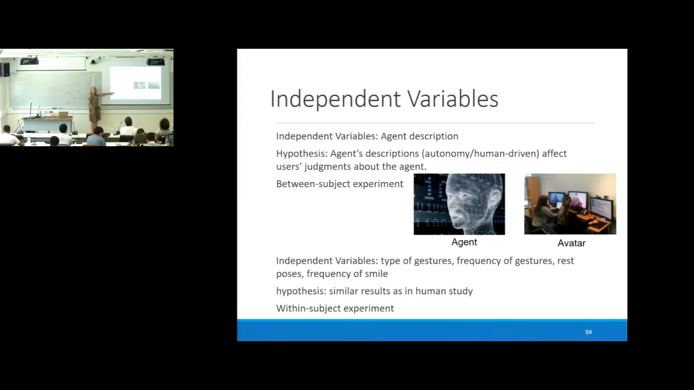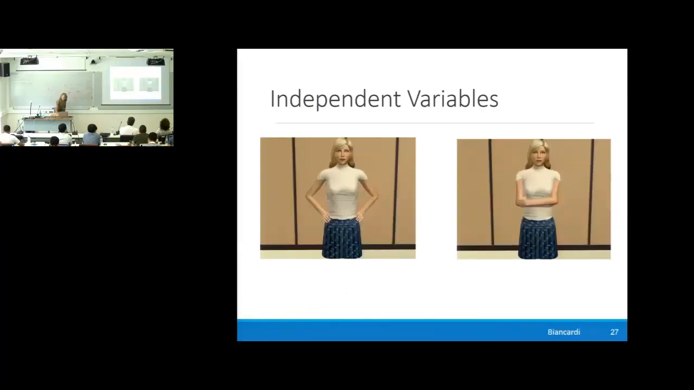We had also other independent variables. That was the type of gestures, so beat or adhesion gestures, the frequency of gestures, the type of response, and the frequency of smiles. And the hypothesis is that we hope to have similar results as we had in the human study. And for that, we use a within-subject experiment. That means that for each participant, in one of those conditions, they will see stimuli where we are going to vary all the different parameters. So let me show you two examples.